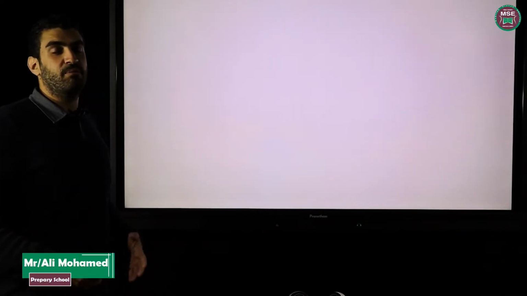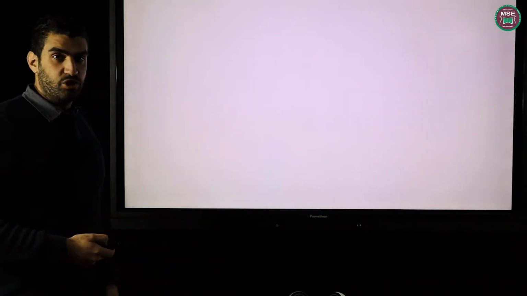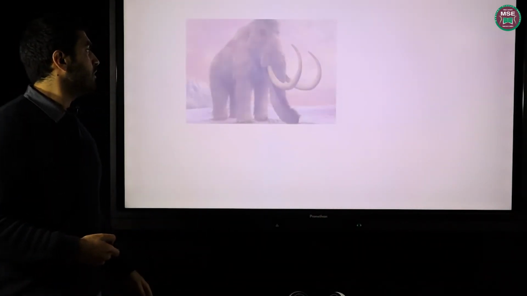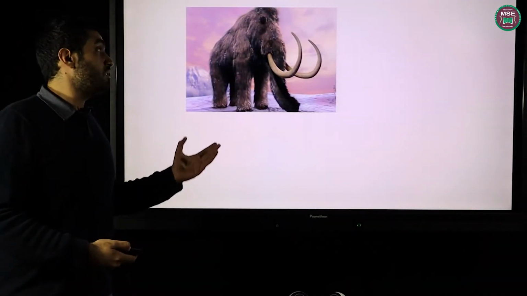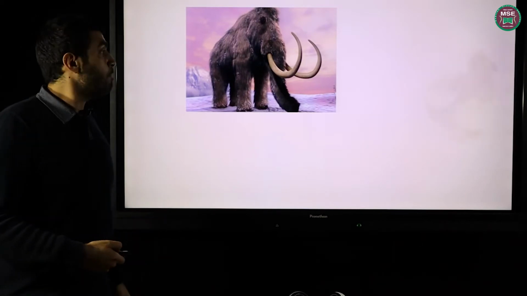Prep 2. Today we'll talk about the last lesson of our curriculum, which talks about extinction. Okay, I have some images. The first one looks like an elephant, but it's not an elephant. It's called a mammoth, and it's not found now.